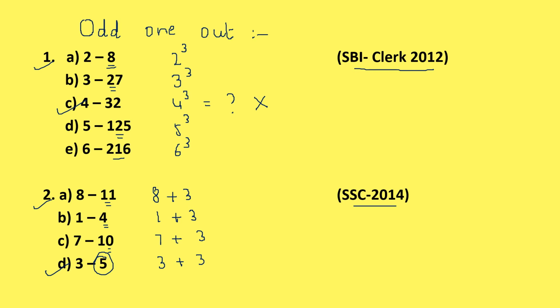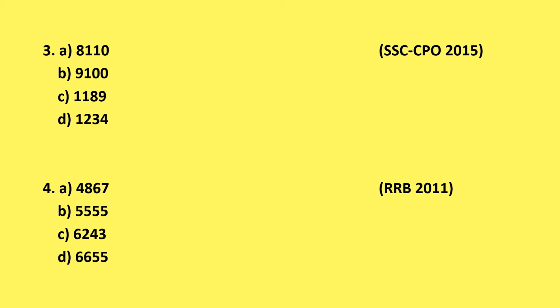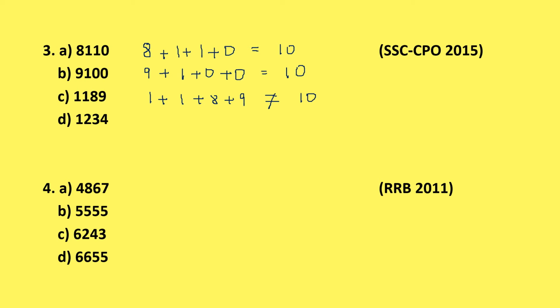Let us now have a look at the third question. So in the third question, we'll be going with the sum of the digits. Let us add the digits, that is 8 plus 1 plus 1 plus 0. What do we get? We get a total of 10. Similarly, if we add 9 plus 1 plus 0 plus 0, again we get a total of 10. Adding 1 plus 1 plus 8 plus 9, this is not equal to 10 because it will be something much greater than 10. I think it will be 19. And if we add 1, 2, 3 and 4, again we get 10. So the odd one out here will be option number C.